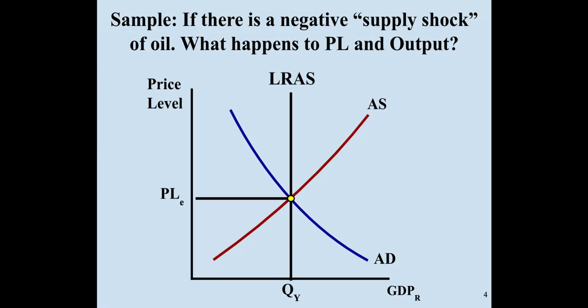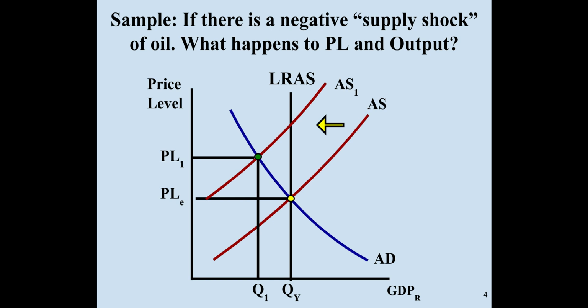So what happens if there's a negative supply shock of oil? What happens to the price level and the output? Notice our graph. We have price level on the Y and real GDP on the X. We have our aggregate supply and aggregate demand curves, and the price level and the quantity and the long-run aggregate supply line.